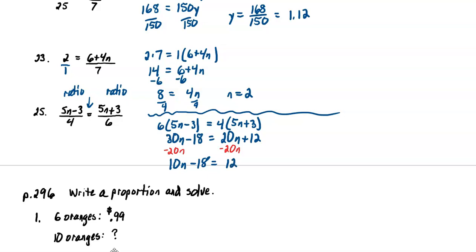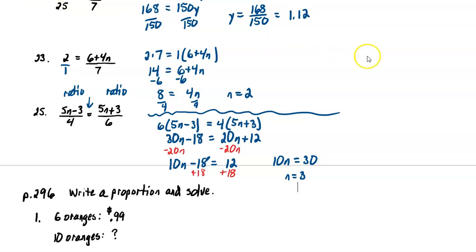Now we want to get the 10n alone. We have to move the term that's next to the 10n. Underneath the minus 18, add 18. This will create 10n is equal to 30. 10 times 3 is equal to 30. So n has to be equal to 3.